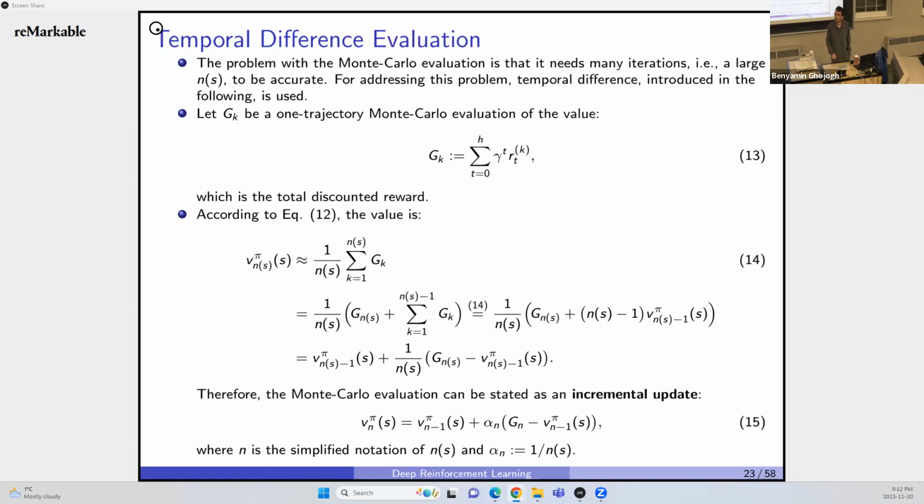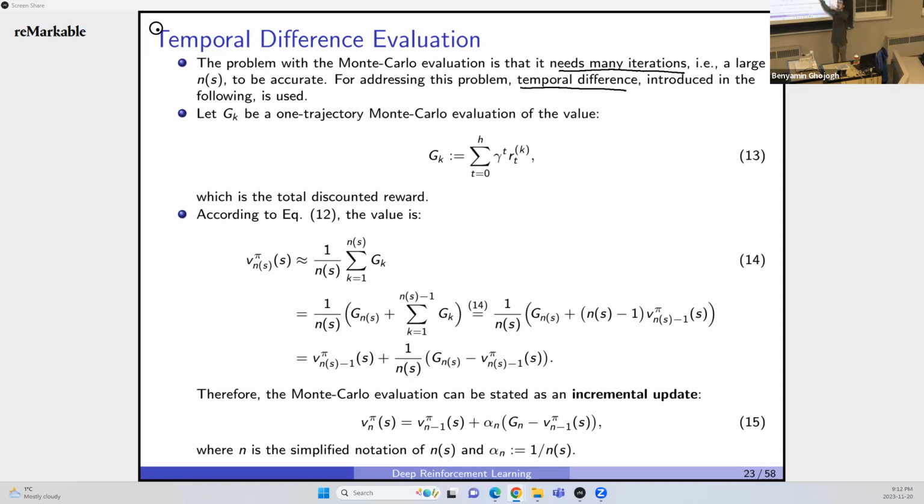There is a problem with Monte Carlo approximation, also called Monte Carlo evaluation. What is that? It needs a lot of iterations. You need to play again and again and again for the Monte Carlo approximation to be accurate, because N_S should be large. So that's problematic. What should we do? We work out something named temporal difference to replace Monte Carlo approximation.